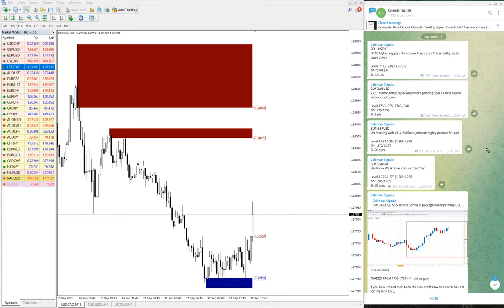So overall, all the signals performed, but USOIL 1 point, and gold performed really well and made 17 points gain, and 40 pips profit on each of the GBPUSD and USDCAD signals. So all four signals performed and all made profit.